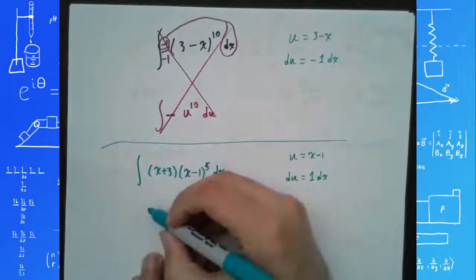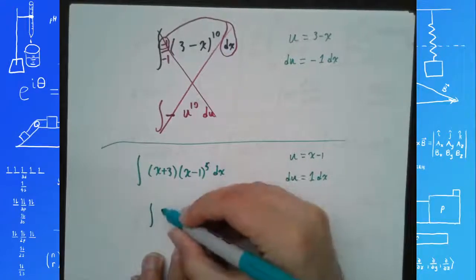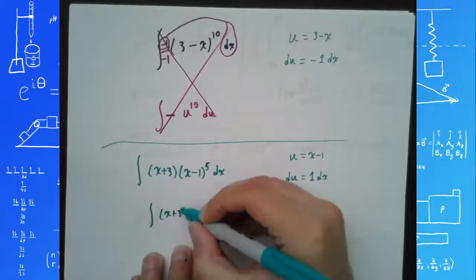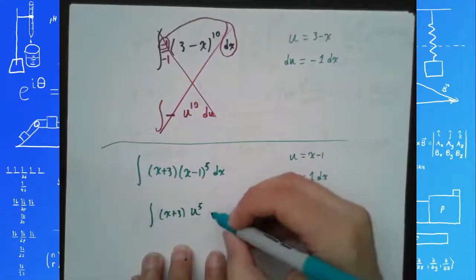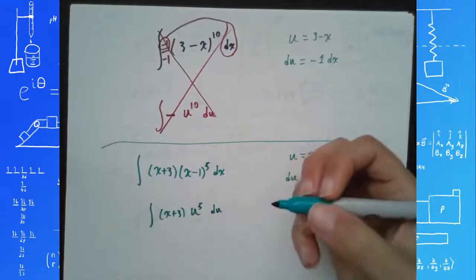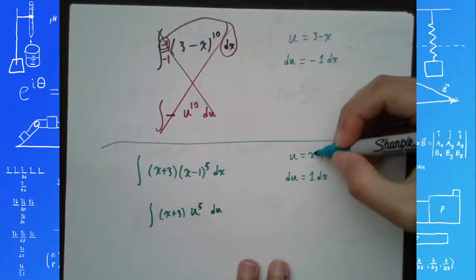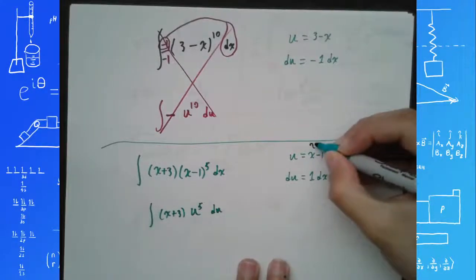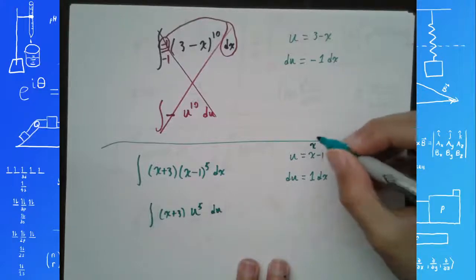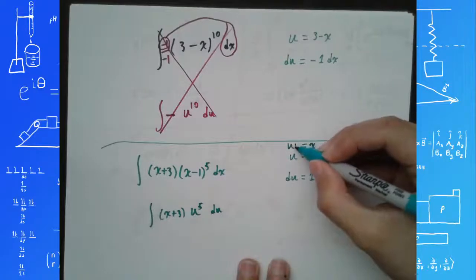So I would get the integral of x plus 3 times u to the 5th, and the dx just gets replaced with a du. What do we do with that x plus 3? Well, what you can do is you can solve for x in terms of u. Sometimes this is what you have to do. So take your u equals x minus 1 and solve it for x. So you get x equals u plus 1.